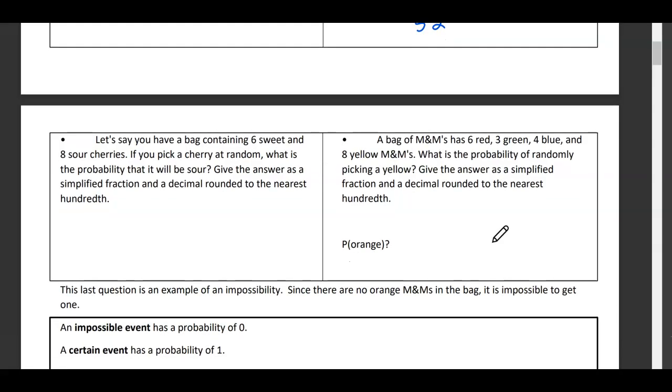Here we have a bag of M&Ms. 6 red, 3 green, 4 blue, 8 yellow. What's the probability of randomly picking a yellow? How many yellows are there? There's 8 yellows. How many total are there? 21. We have to figure out how many total there are so we know what to divide by.